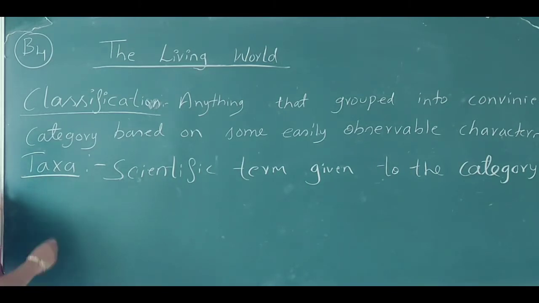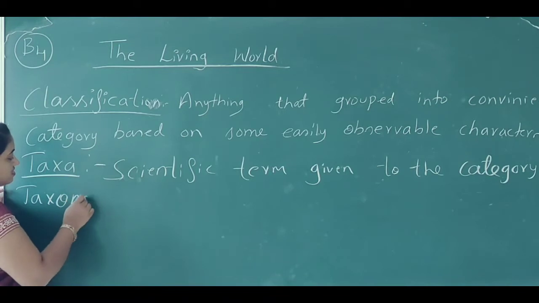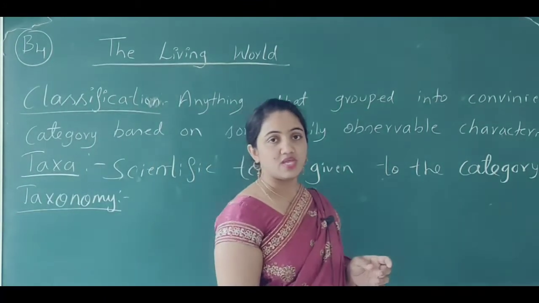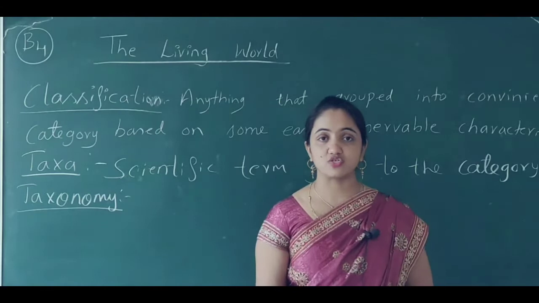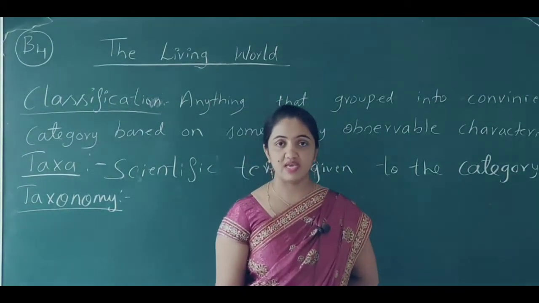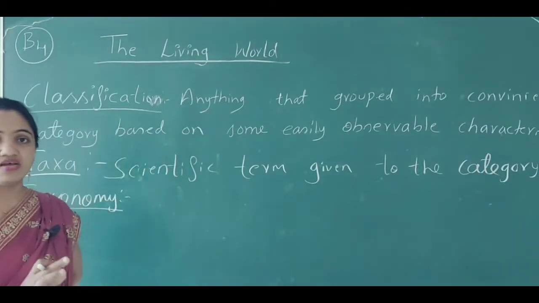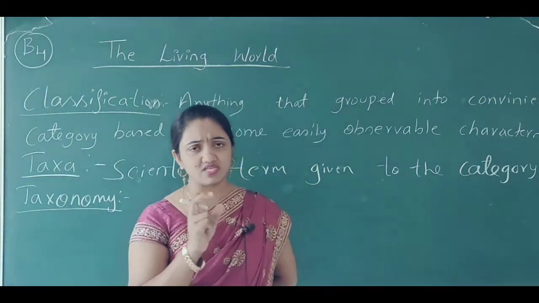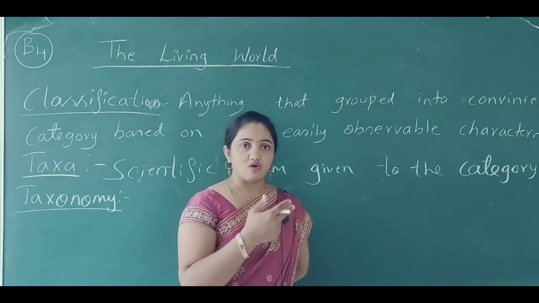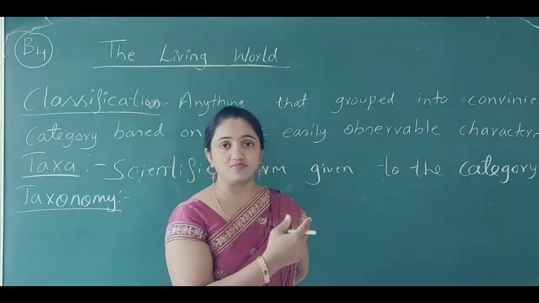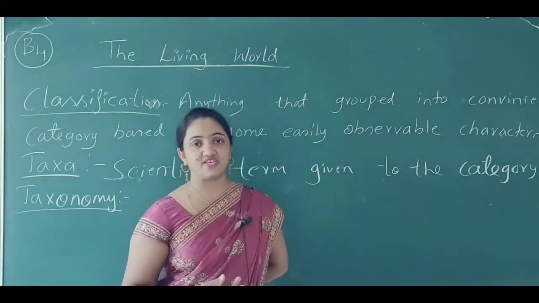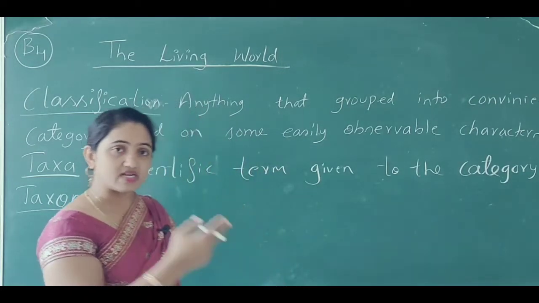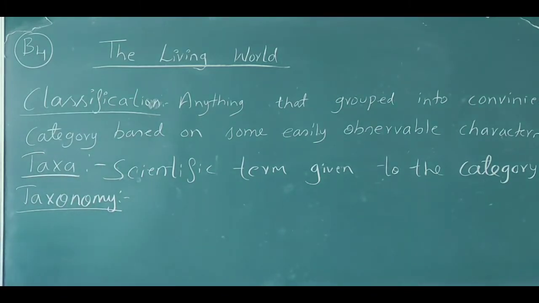After taxa, we have one more term, that is taxonomy. Taxonomy is a branch of biology. And who is the father of taxonomy? The father of taxonomy is Carolus Linnaeus. He was the one who started classifying organisms based on easily observable, describing characters. A number of scientists started the work with him and after him. So we'll see the definition of taxonomy now.